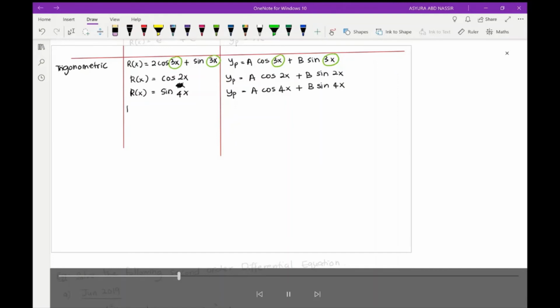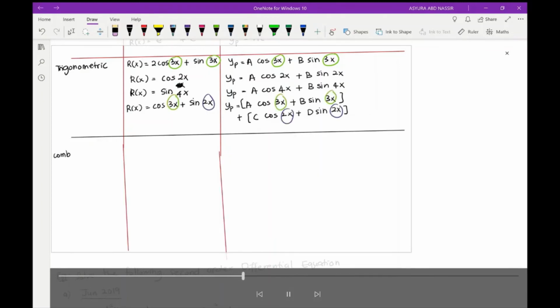Okay, continue. What if you have Rx is cos 3x plus sine 2x? So you have two different functions with two different angles. The first one is cos 3x, the second one is sine 2x. That means you will have two pairs. The first pair will be a cos 3x plus b sine 3x. The second pair will be plus c cos 2x plus d sine 2x. Okay, you have two pairs.